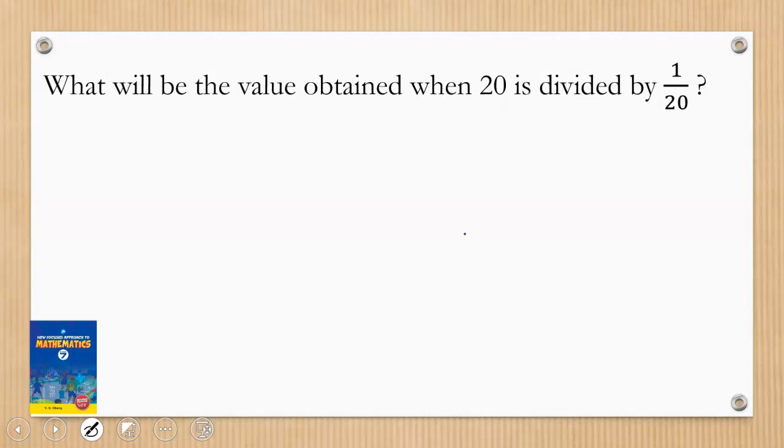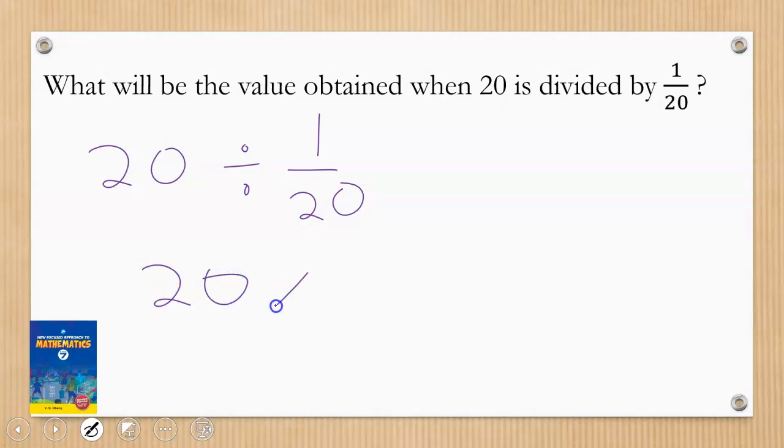Okay, now let's do the other way around. What will be the value obtained when 20 is divided by 1/20? You see, in this one we have our whole number first, and we are dividing it by a fraction. So we'll keep our whole number. Then we change the division to multiplication by reciprocating the second number, which will be 20/1. And so we are having 20 times 20, all divided by 1. And we know that is very easy to do.